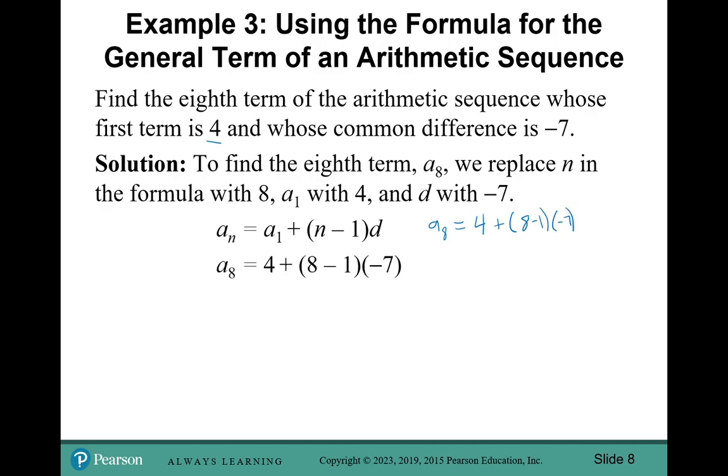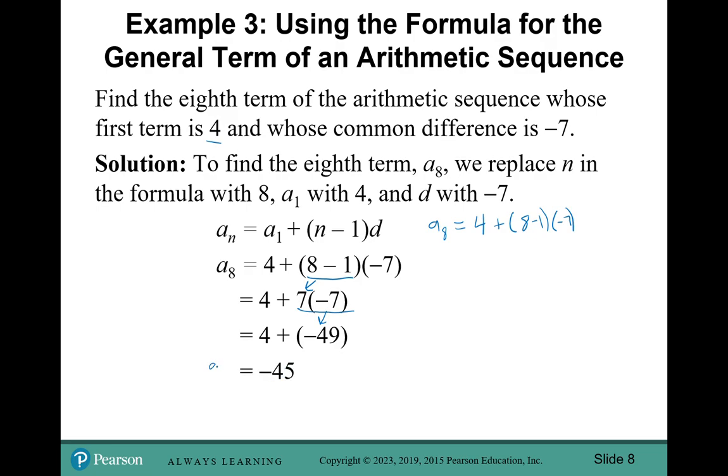Boom. Just like that. All those things came from the problem itself. We just had to put them in this formula. Then it's just a matter of simplifying. 8 minus 1 gives us 7. 7 times -7 gives us -49. 4 plus -49 gives us -45.